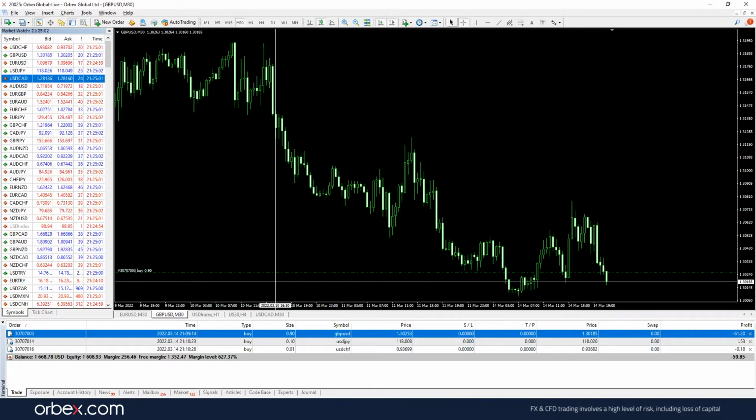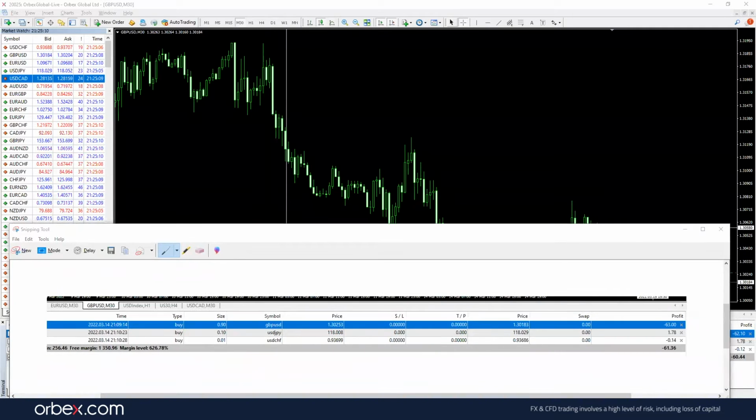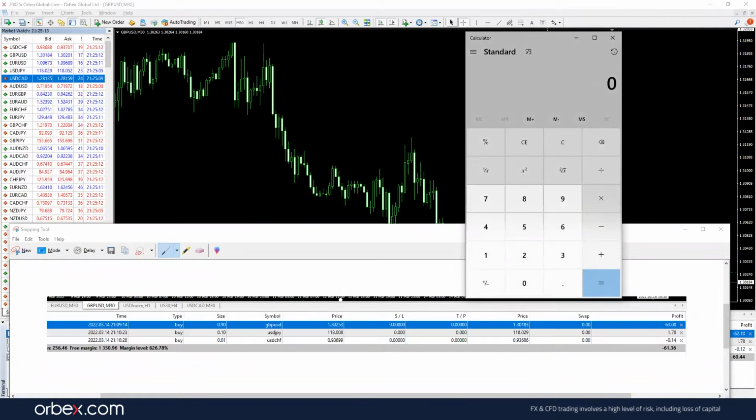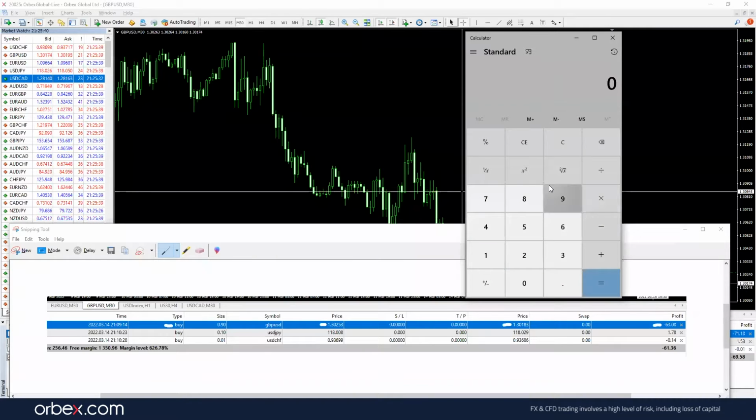So what I'll do, I'll just freeze it, because it's a lot easier to see. So the market's not moving as quickly. So what we've got here, we've got a buy position, and we're in a minus. So already I know that my open price of the trade is going to be lower than the current price, because I've bought the pound dollar trade and I'm in a minus. So that's something to clear up first of all. So I know that I'm in a loss here.